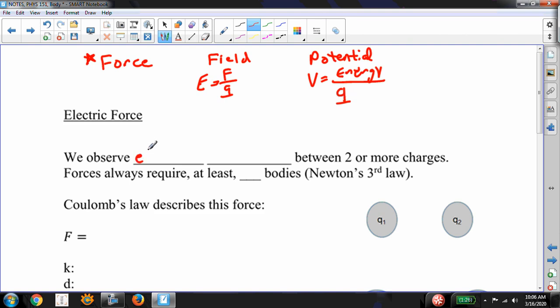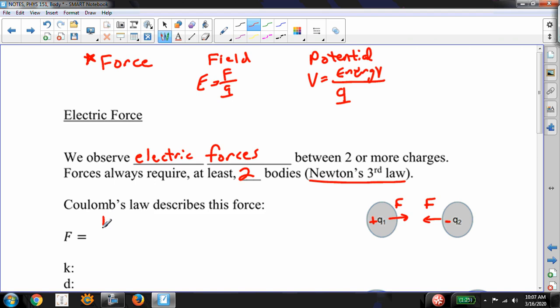We observe electric forces between two or more charges. Whenever we have two or more charges, we observe a force. Forces always require at least two bodies, and that's a really nice application of Newton's third law. If I just have a single charge out in space, no other charges around it, it will not experience any forces. But if I have two charges, let's say that one is positive and one is negative, these are going to experience forces that are equal but opposite. Equal and opposite forces.